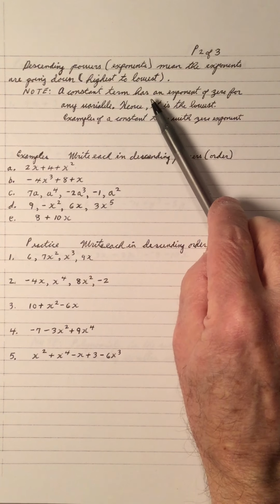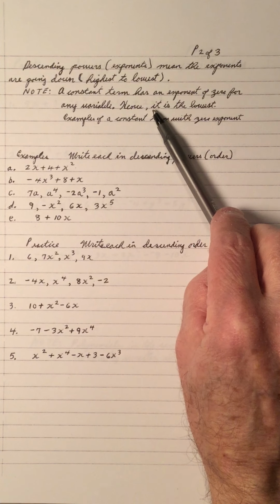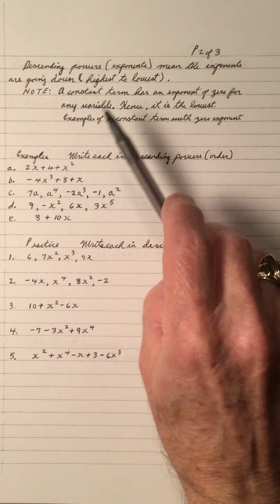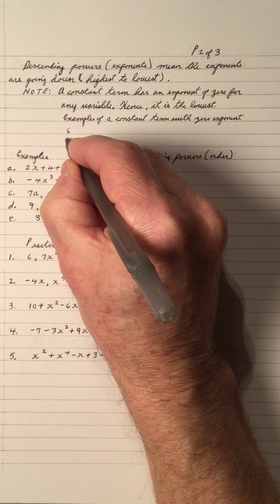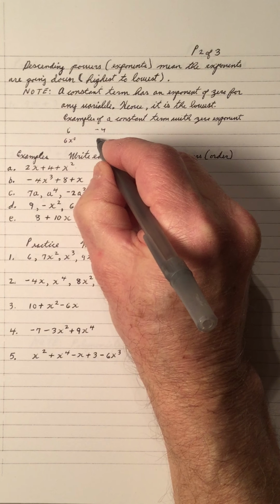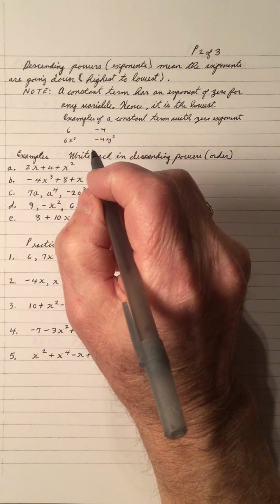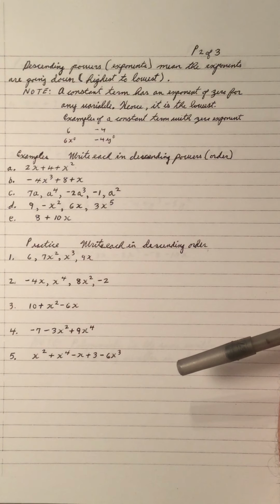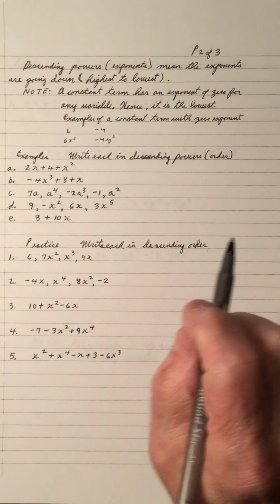A constant term has an exponent of zero with any variable. Hence, it is the lowest. Examples of constant terms with zero exponents are 6, which is 6x to the 0, or you could have a minus 4, which could be minus 4y to the 0. So the constant is always the last one on the right side, going down, because it has a zero exponent for the variable.